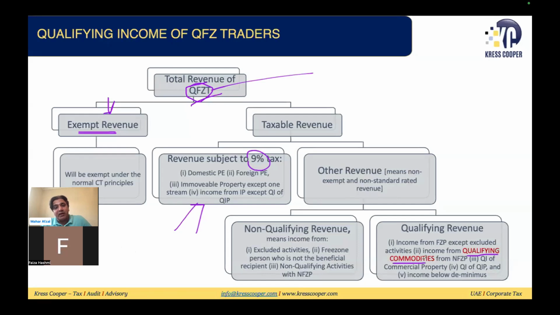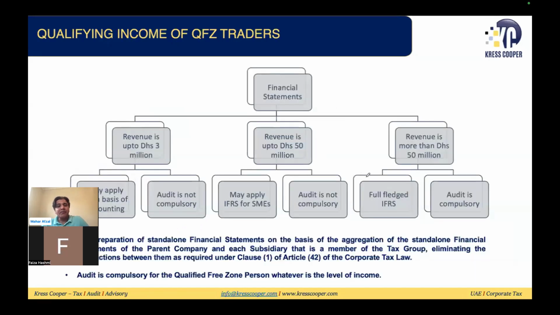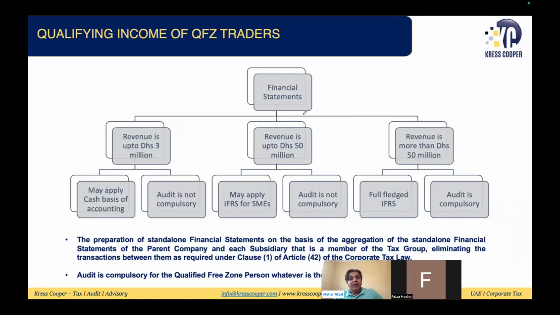We have already discussed what are the qualifying commodities. Now, what is the financial statement requirement? There is no change of the financial statement requirement. The financial statement requirement will remain as it is. Like if the qualifying free zone trader's revenue is less than 3 million, they may apply the cash basis of accounting. Audit is not compulsory for the qualifying free zone traders.